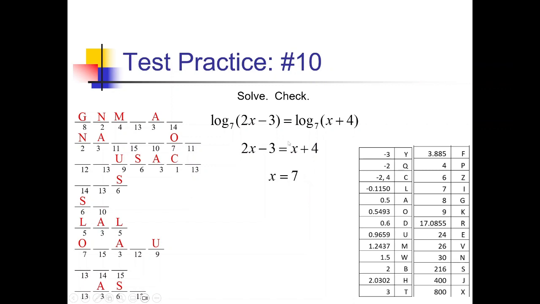If I plug that back in, I'm not going to be taking the log of a negative or 0, so that's good to go. So 7 is I. That's going in spot 10. So we have an I going right here. And there's another one right here next to the S. Any other 10s floating around? Nope, I got them all.